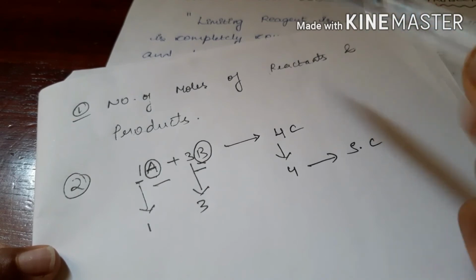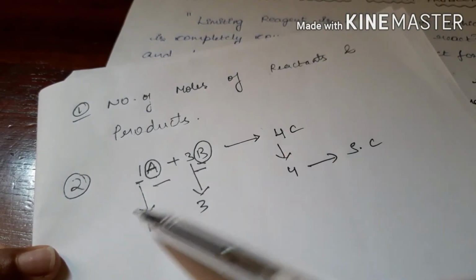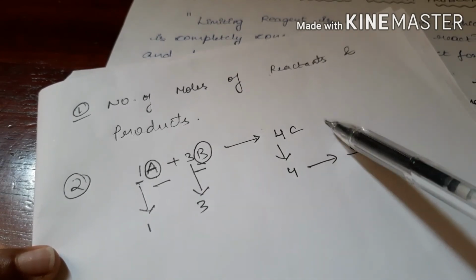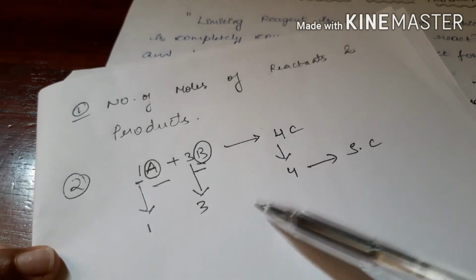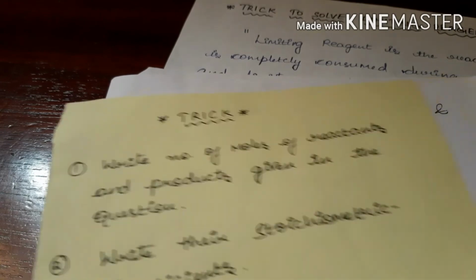First trick is we have to write the number of moles of reactants and products. Second trick is the number before the reactants and the number before the products are known as stoichiometric coefficients. This is the second trick.